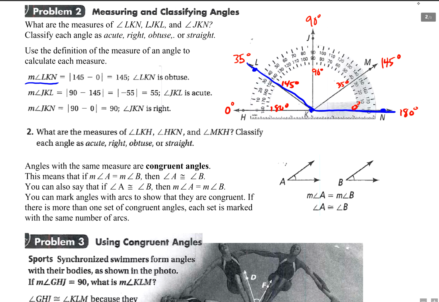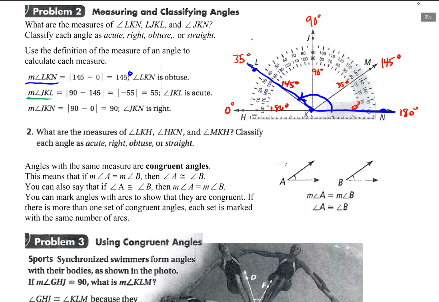So we're going to do angle LKN. So we need this right here. Are we going to go inside or outside? Well, let's use the inside and measure that direction. So we have the absolute value of our difference, 145 minus 0. So we get 145 degrees. And I don't care that the book does not put degree measures on. We do. We appropriately label all of our units, and a degree is a unit. And because it is between 90 and 180 degrees, our angle is obtuse. All right, let's look at the next one.